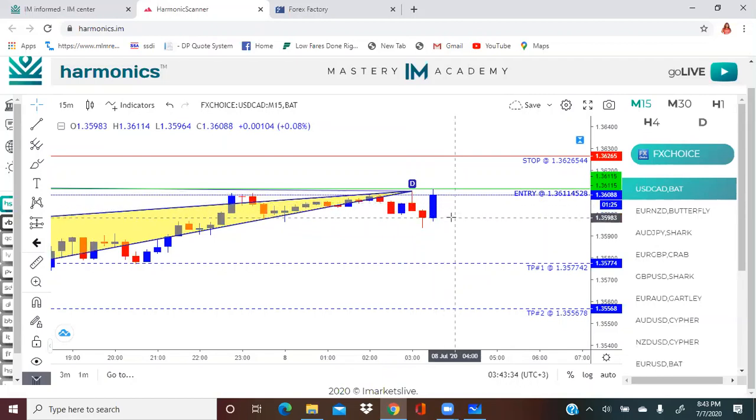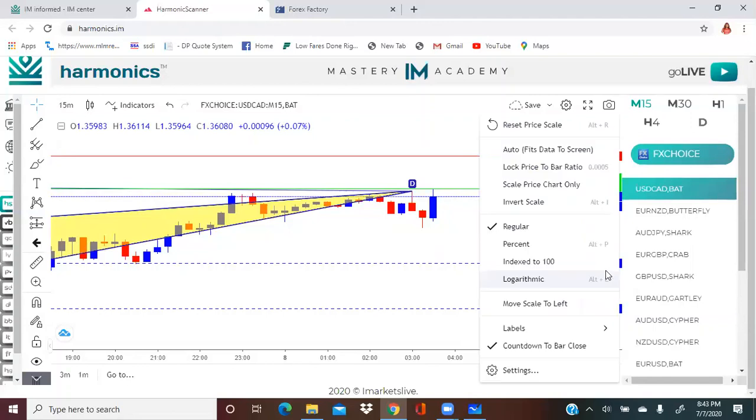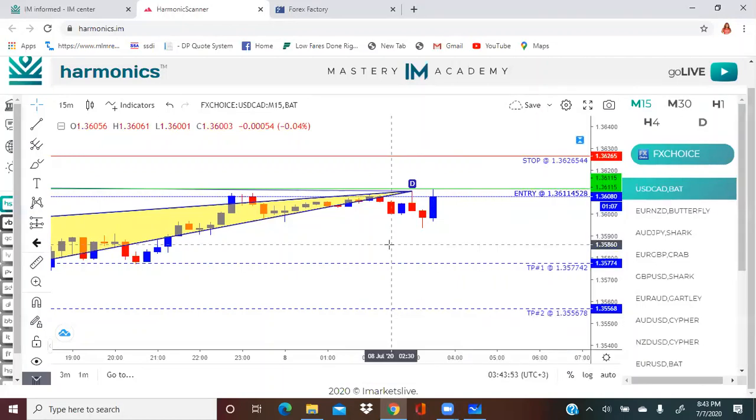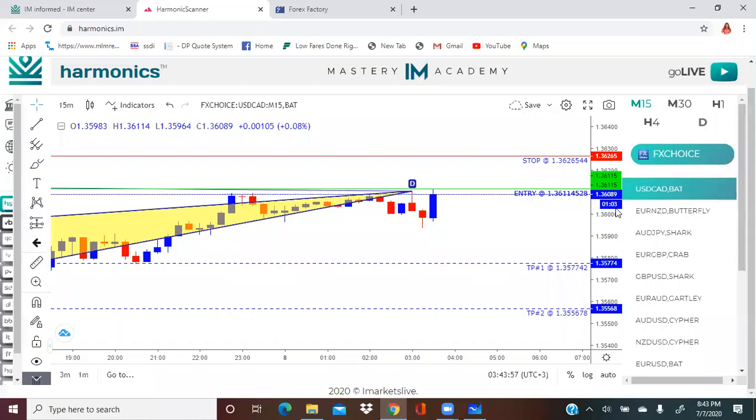So Myra got impatient. She said, look, I want to know how long until the next candle, so she asked me to put the clock on there. You can come anywhere over here, right click, and this pops up a menu. You come down to countdown to bar close, and that's the clock. So this clock appeared. Right now we've got 1 minute and 2 seconds to go to see what the next candle is going to be.